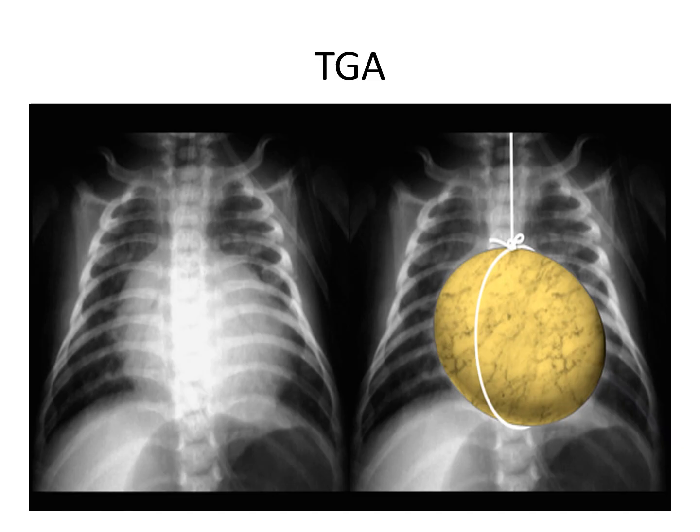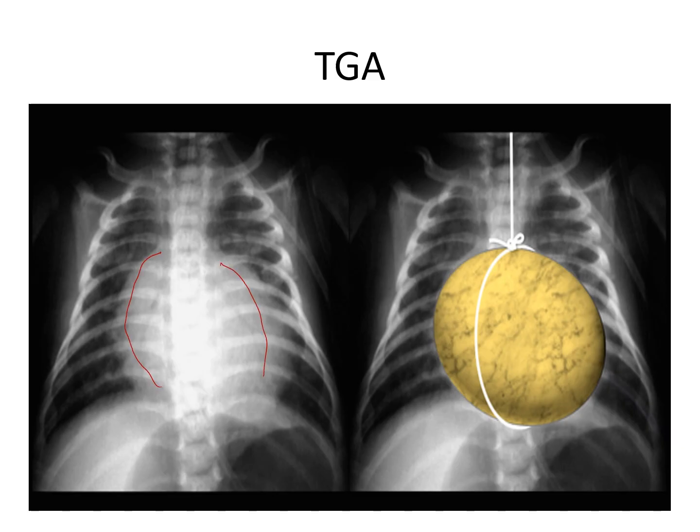Now the TGA or transposition of great arteries, where we have the swapping of the aorta and the pulmonary artery. So what happens? The pulmonary artery arises from the left ventricle, whereas the aorta arises from the right ventricle. So there is overlapping of these great vessels, leading to the narrowing of the superior mediastinum and a globular or ovoid shape heart appearance. As we can see in this image, there is a globular appearance of the heart.